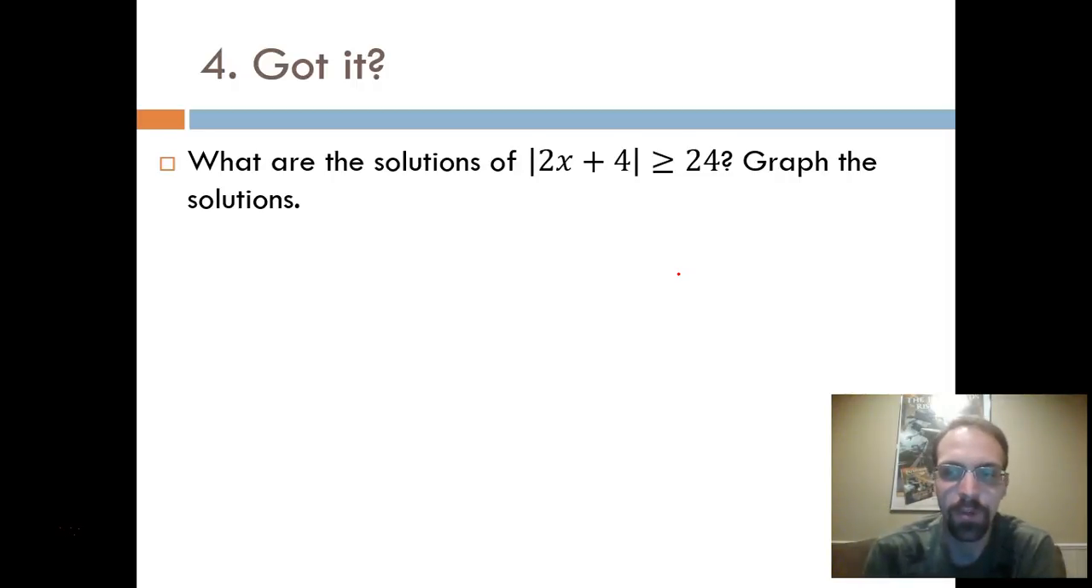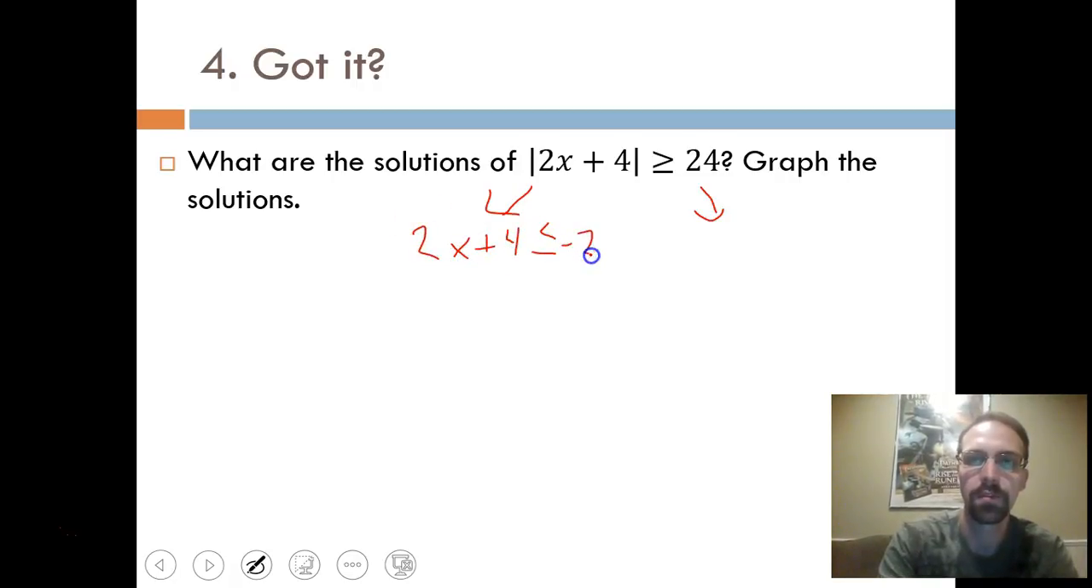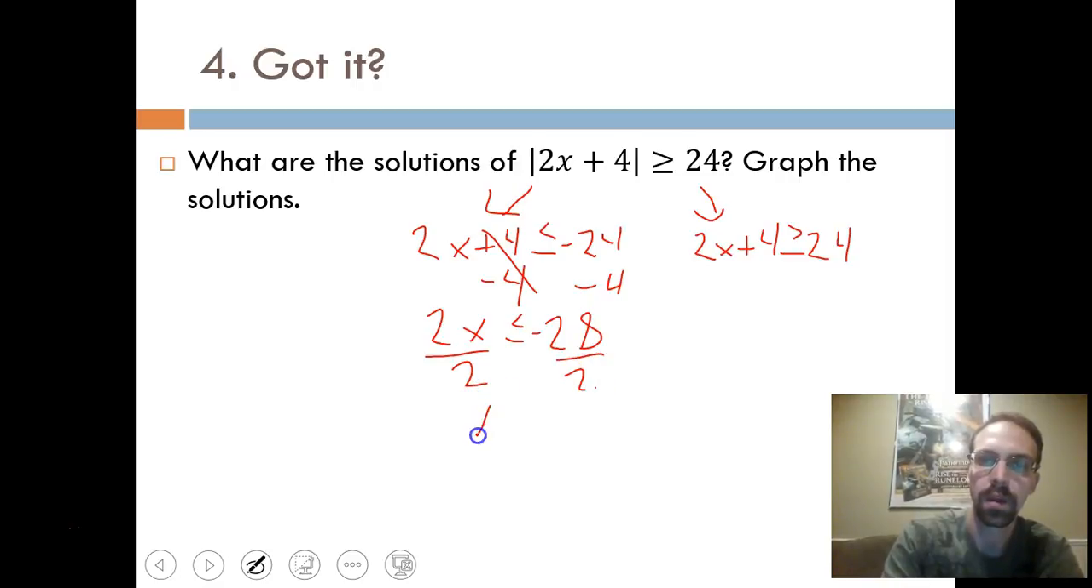Okay, alright, I'm going to assume that there was enough time and you paused successfully. So now I'm going to go ahead and work out the problem so we can see that we all have the same answer. So I split it into two, because absolute value is by itself: 2x plus 4 is less than or equal to negative 24, and 2x plus 4 is greater than or equal to 24. So I'm going to subtract 4 on both sides. And I get 2x is less than or equal to negative 28. Divide by 2. I get x is less than or equal to negative 14.